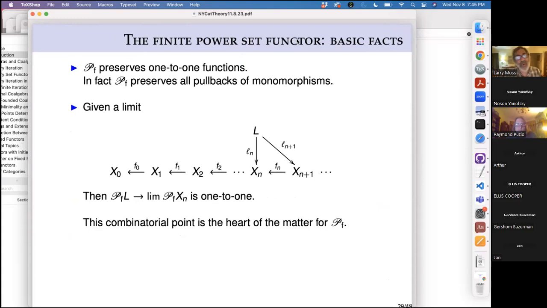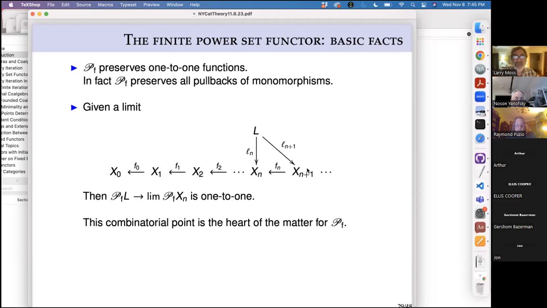And here's why it sometimes works and the part of the way it doesn't work. So the power set functor preserves one-to-one functions. That means if a function is one-to-one, then when I hit it with finite power set, it's going to be one-to-one. And in fact, something better is true. It actually preserves all pullbacks of monomorphisms.